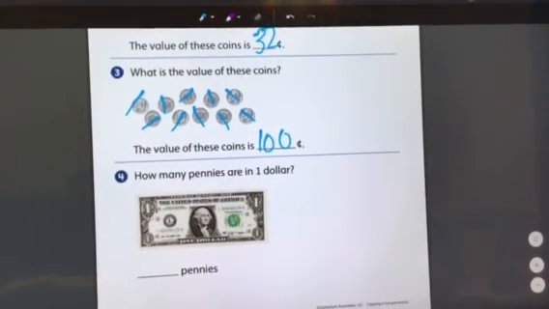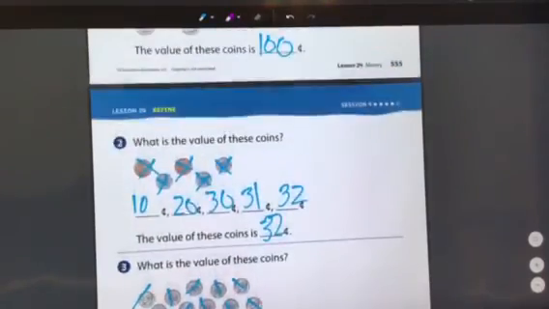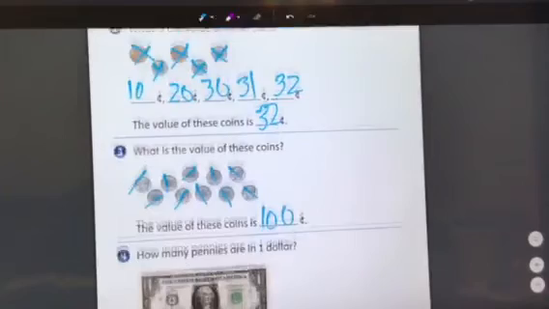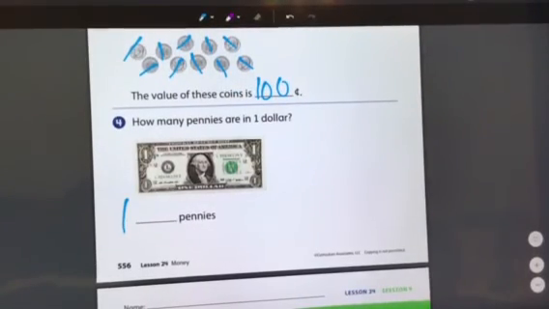In number 4, how many pennies are in $1? Well, 1 penny is a cent. How many pennies would I need to get and count to have a dollar? I would need, if we go back up to our other page, it tells you 100 pennies is the same as 100 cents, which is the same as a dollar. So you would need 100 pennies.